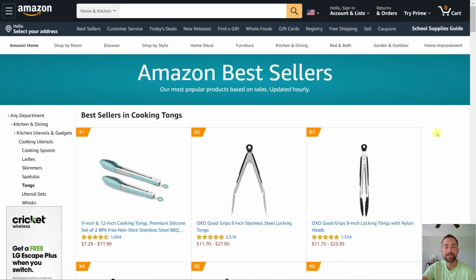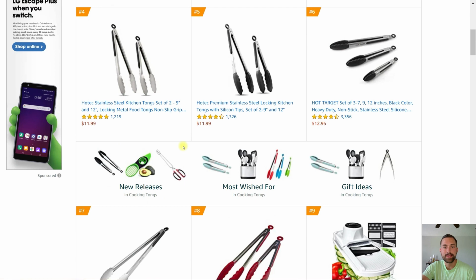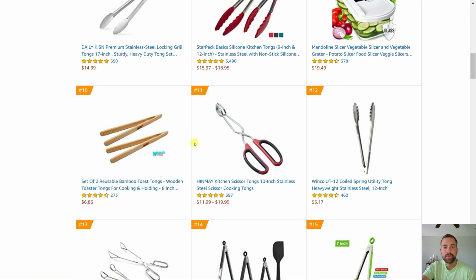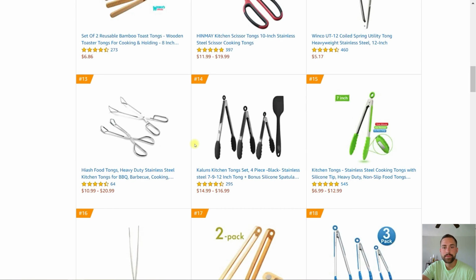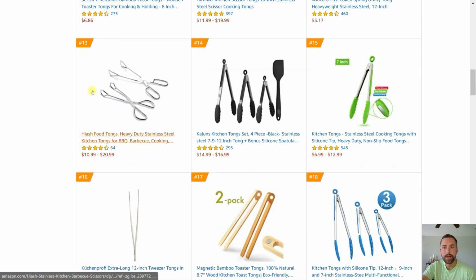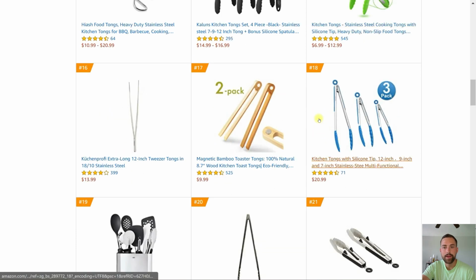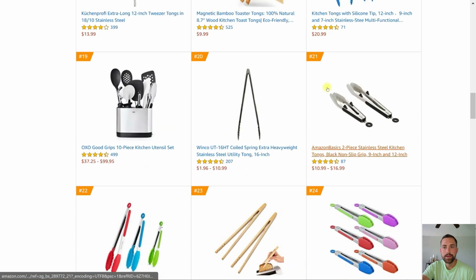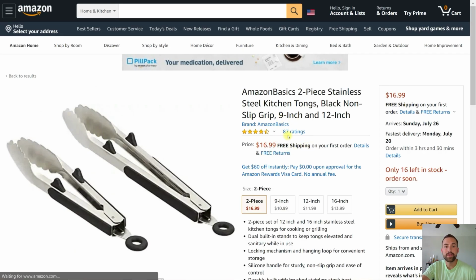And the last thing I need to do is validate that there are a sufficient amount of sales each month. So we'll go ahead and click one that has less than 200 reviews. First one we see here, that's a little different of a design, so I'm not going to click that one. Here, these work. So these are just simple cooking tongs. Looks like you get a 2-piece set in this, and has less than 100 reviews.